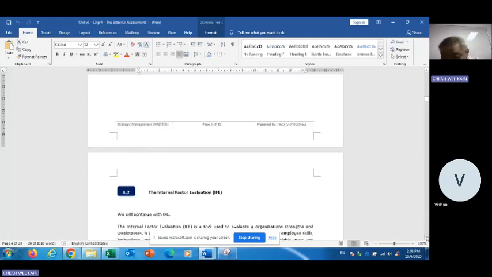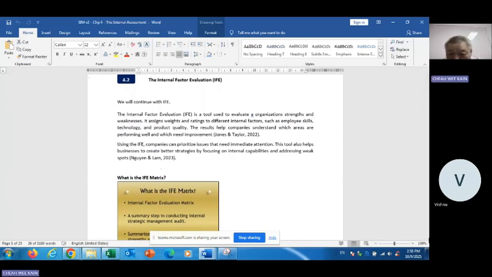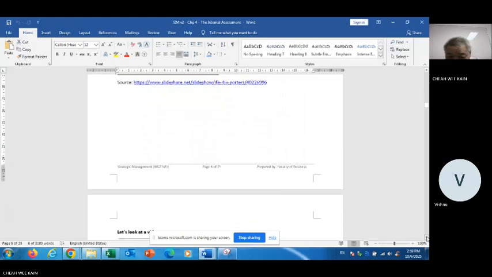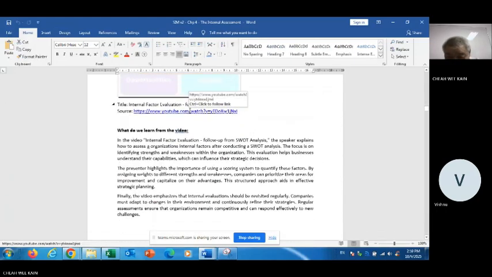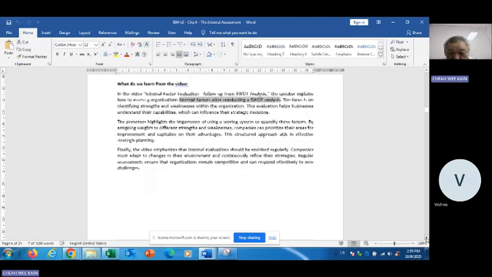Okay. Now let's look at 4.2. Now I want to introduce one factor that's called the internal factor evaluation. Okay. Now, used to evaluate your strengths and weaknesses. This is the tool. How to do that? There's a video for you to watch. How to use the internal factors after conducting a SWOT. So after you finish a SWOT already, you may want to do IFE, we call it. Okay. So the IFE give you a scoring point.